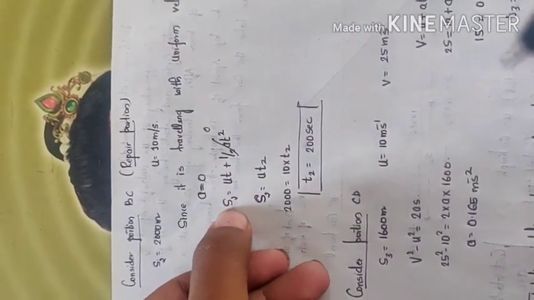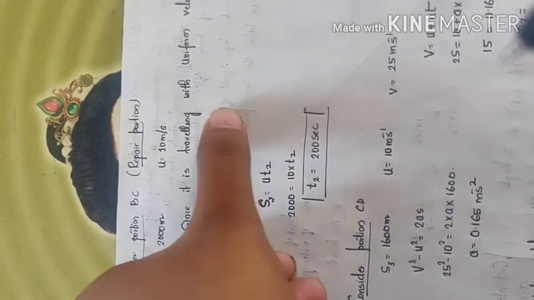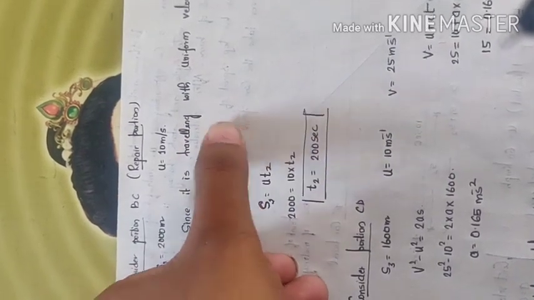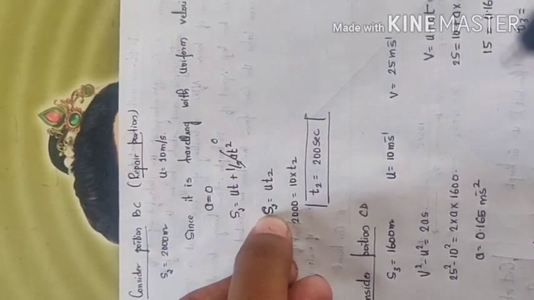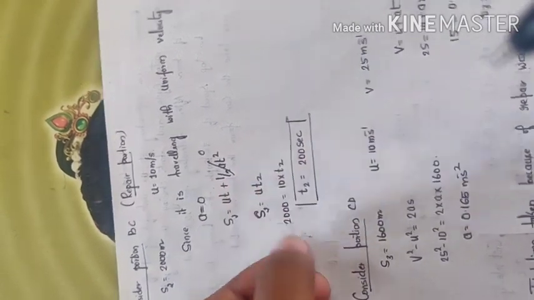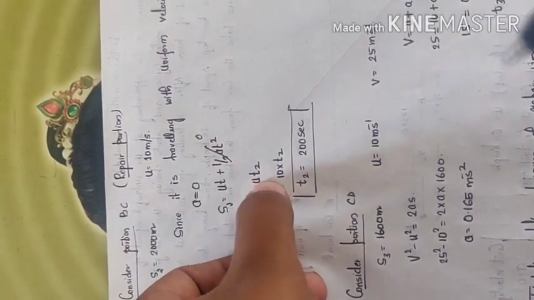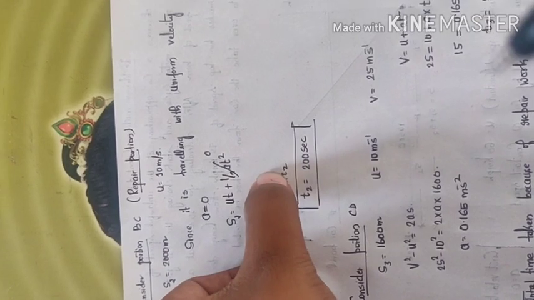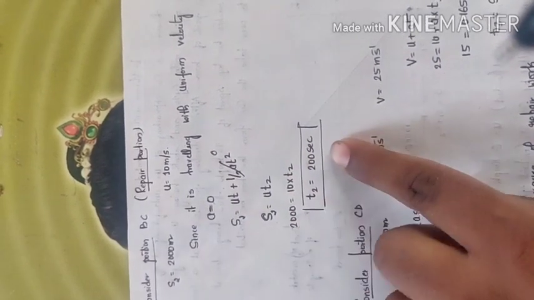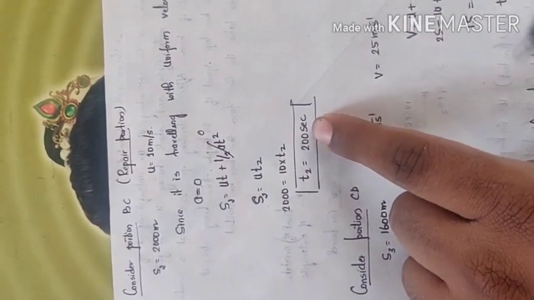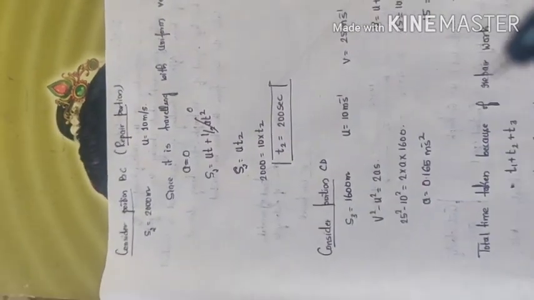We have the relation S2 is equal to ut plus half at squared. Acceleration is 0, so this term becomes 0. So S2 is equal to u into t2. S2 is 2000, initial velocity is 10, and the time taken works out to 200 seconds.